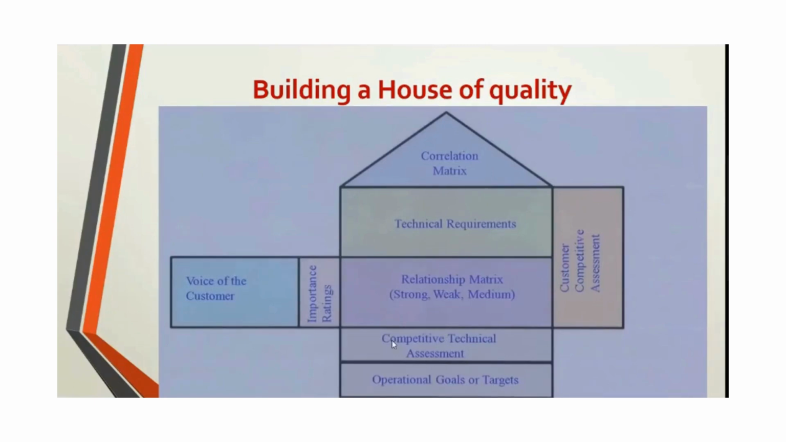You also have competitive products, competitors, and some competitive study. Operational goals and targets and customer competitive assessment are done, and the correlation matrix is the relation between the technical specifications and what the customer needs. So this is the house of quality.